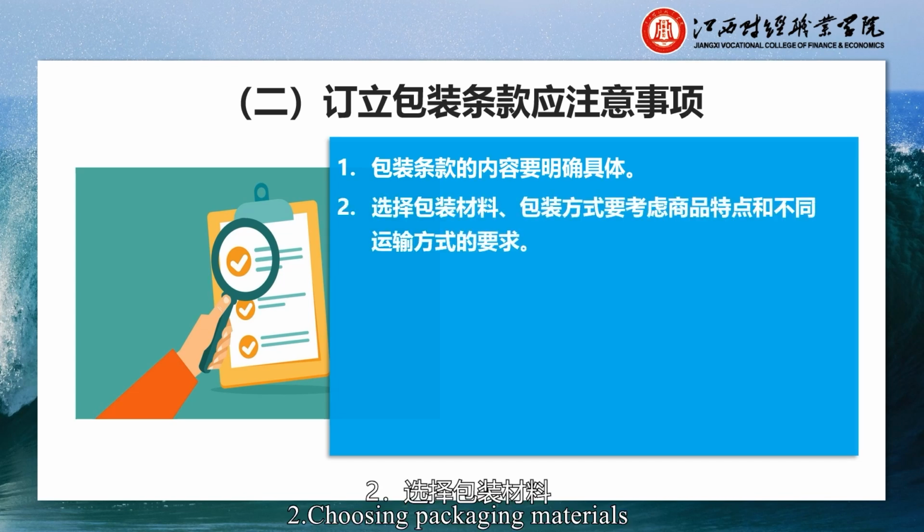Second, choosing packaging materials and packaging methods. We need to consider the requirements of product features and different transportation modes. For example, glass products are prone to breakage, so their transport packaging must have seismic performance, and air transport packaging requires being lightweight and compact.